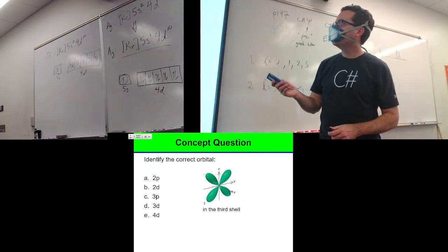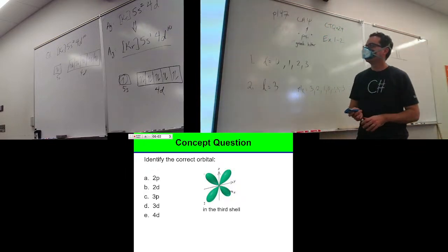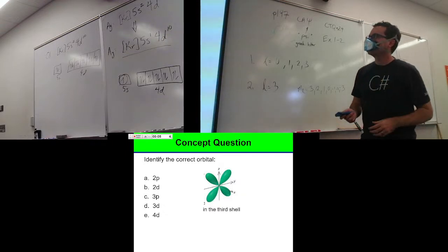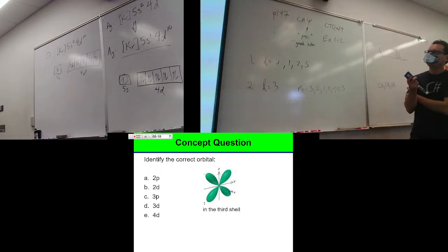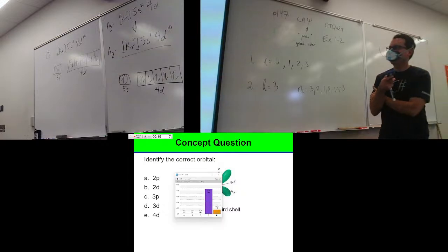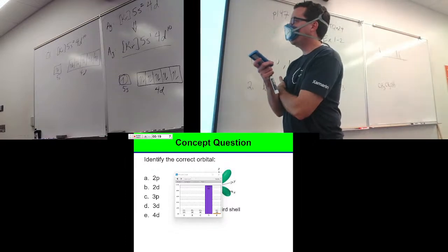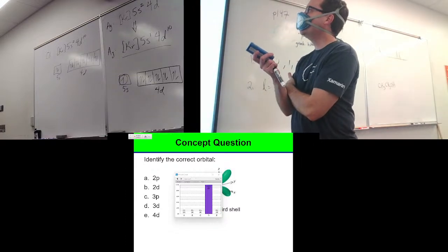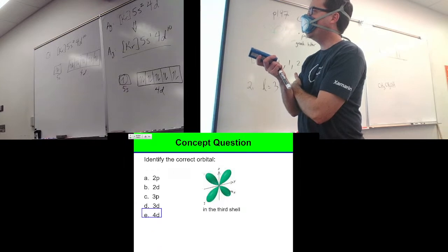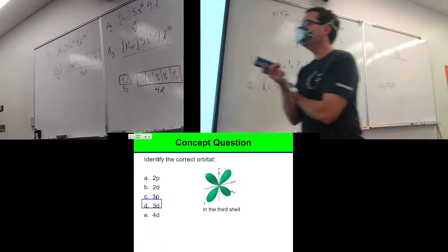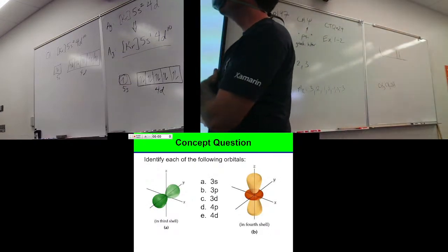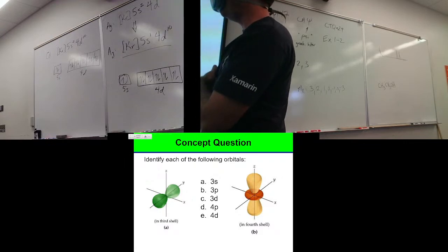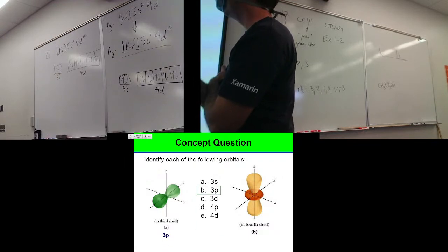What about this one? So, it is definitely a d orbital. It is definitely a d orbital, but it is a 3d orbital since it's in the third shell. So, on the left, actually I'm not going to do the left, we'll just skip that one. The left one is definitely a 3p orbital. What about the one on the right though?